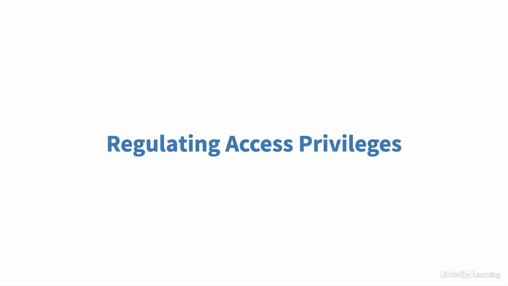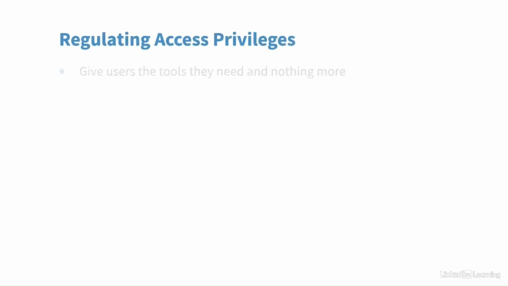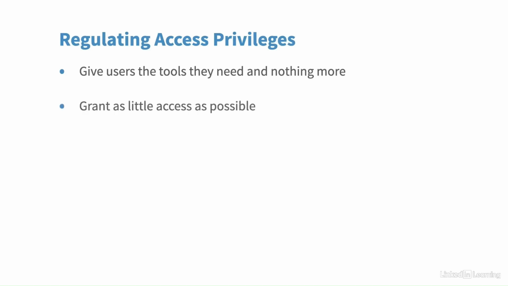In the same way, we should set access privileges for websites by following the principle of least privilege. Every program and every privileged user of the system should operate using the least amount of privilege that's necessary to complete the job. The principle of least privilege means giving a user only those privileges which are essential to that user's work and nothing more.